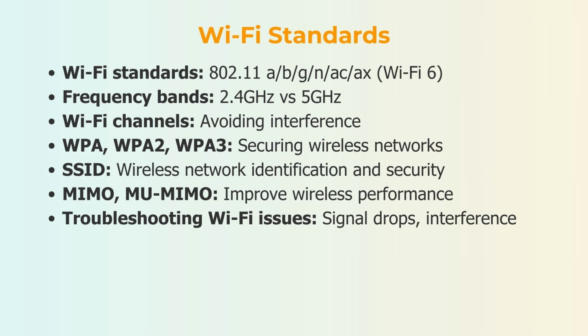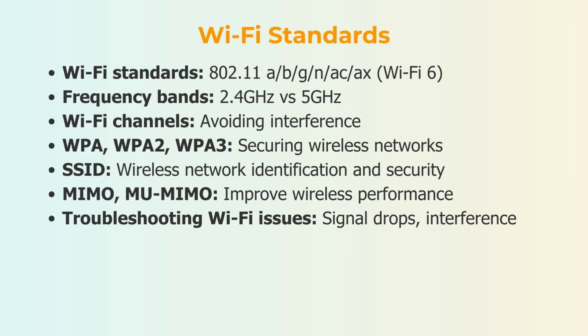Wi-Fi standards have evolved over the years, and for the exam, you'll need to understand the differences between 802.11a, b, g, n, ac, and the newest Wi-Fi 6, 802.11ax. Each of these standards offers different speeds and ranges, with Wi-Fi 6 providing the fastest speeds and the ability to support more devices simultaneously, which is especially important for busy networks.